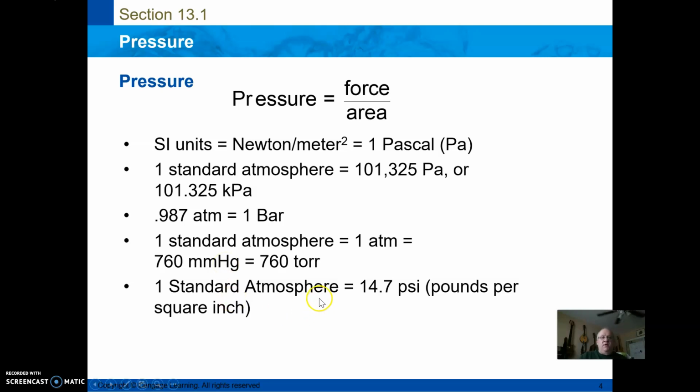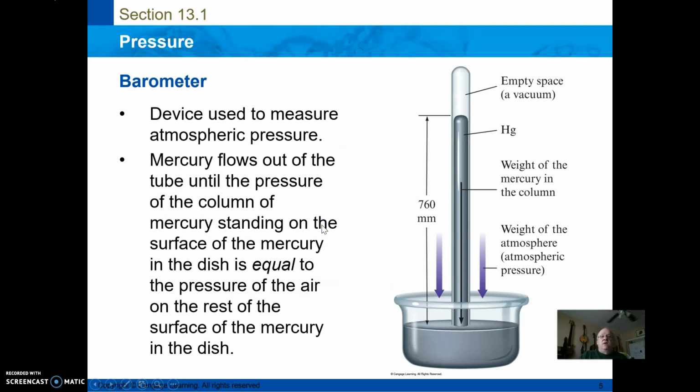One standard atmosphere, the pressure that we live in, the world that we live in, is 14.7 pounds per square inch. So that's our standard atmosphere, which is 760 torr, right? Or it could be 101.325 kilopascals or 101,325 pascals. Did you get that? Or 0.987 atmosphere. Okay, there you go. The barometer was the early device that Mr. Torricelli invented.